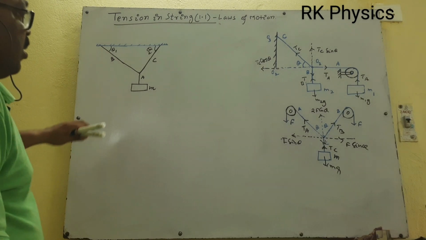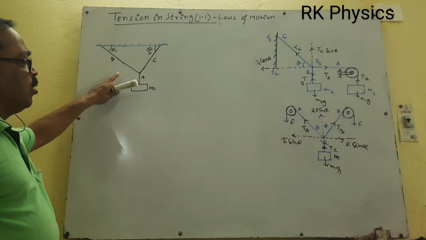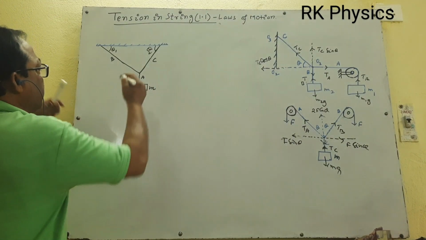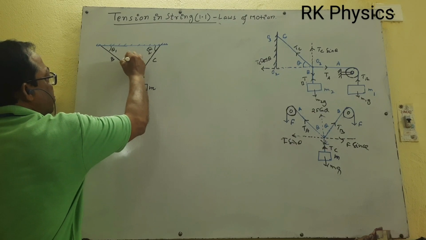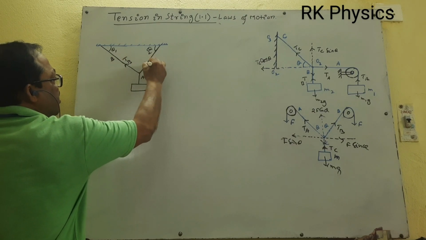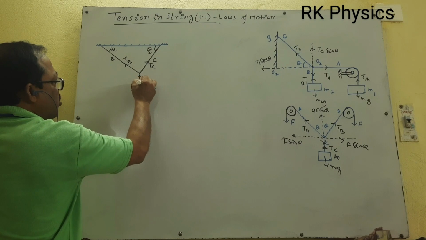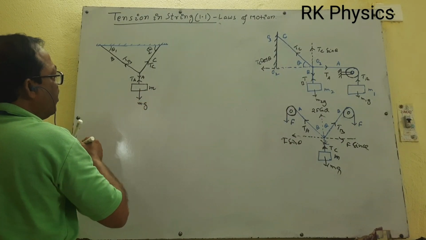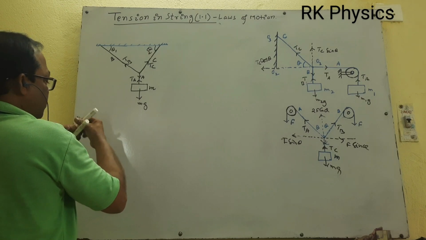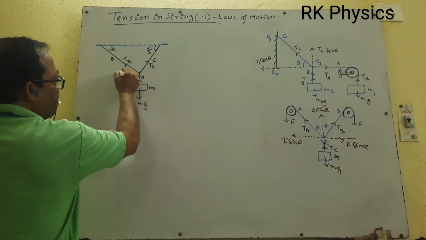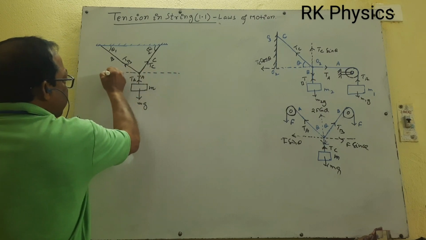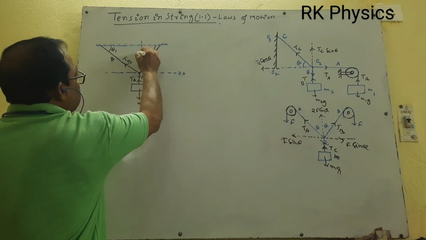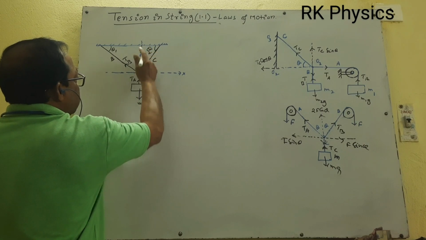Now, let us go to figure 3. Exactly by a similar method, you write TB, this is TC, and these two are TA. The weight of the body is mg. Now, just imagine this point to be the equilibrium point. So consider a horizontal axis, say this is the x-axis, and take this as the y-axis.